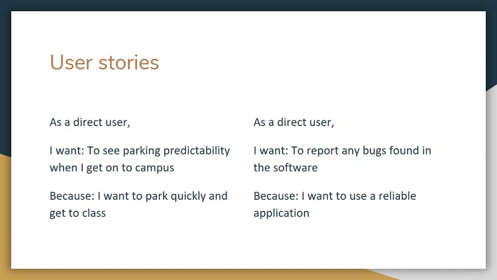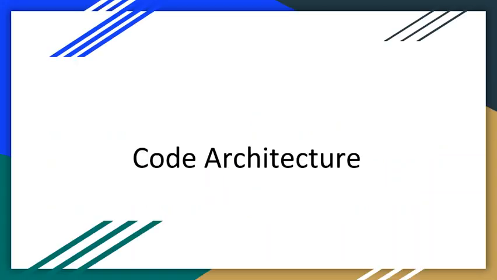Some of the user stories that we have as examples are, as a direct user, I want to be able to see where I'll be able to park on campus, because you want to be able to park quickly and get to class. Our second example is, as a direct user, I want to be able to report any bugs found in our software, because you don't want the application to be buggy, so you want developers to be able to fix problems that you encounter.